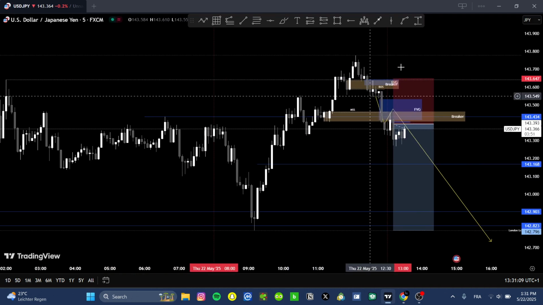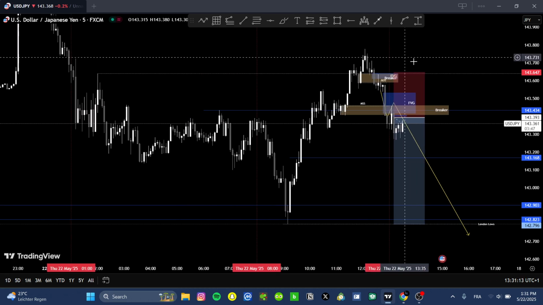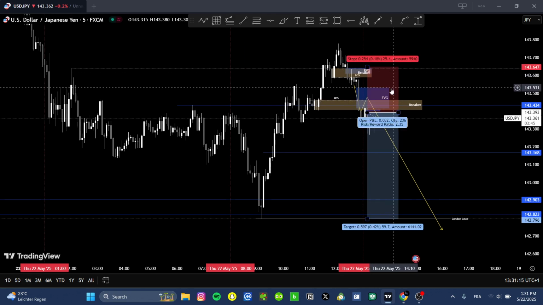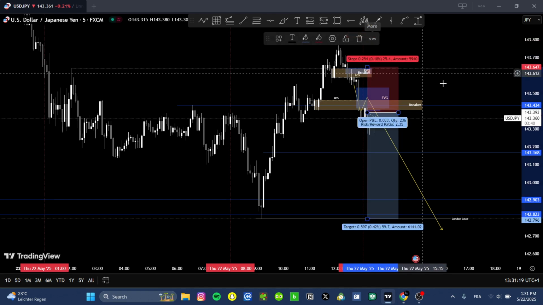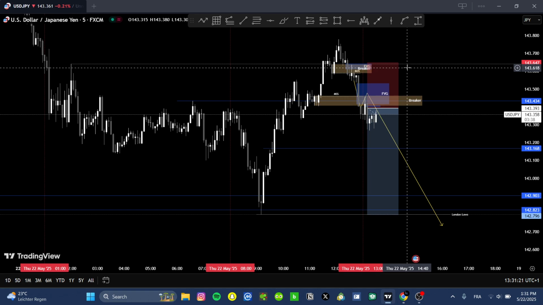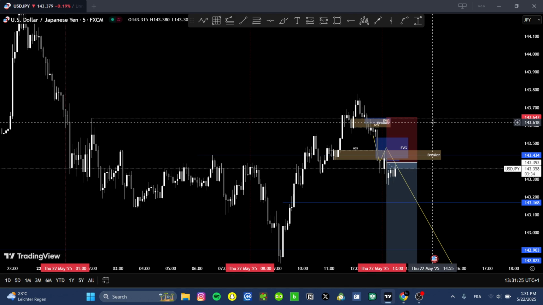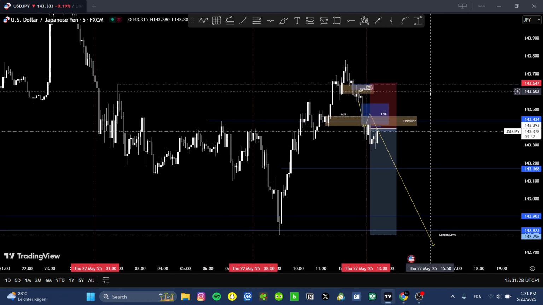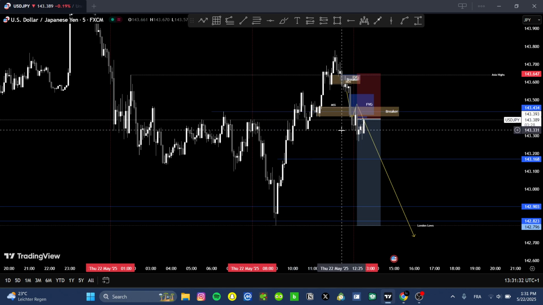I should have put my stop loss at this liquidity sweep high, but that would give me a much lower risk to reward ratio. So that's why I put my stop loss right there. Also, it should be protected because those are the 5-minute highs; if price goes above them, the trade idea will be invalidated.